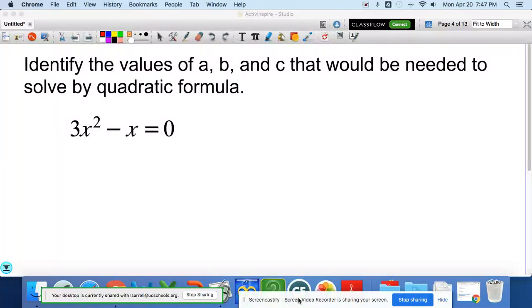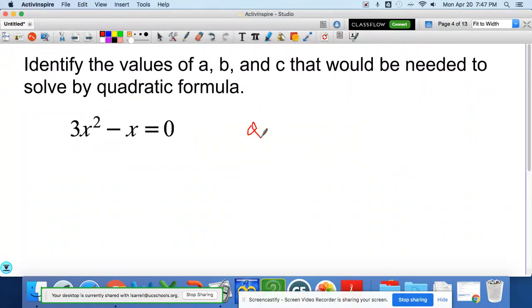Number 4 says identify the values of a, b, and c that would be needed to solve each quadratic formula, or solve by quadratic formula. Now, I want to remind you, this is going to be purposely a little bit of a tricky problem whenever you have it, because if we just lined it up straight away for you and didn't put anything weird in there, it'd be super, super easy.